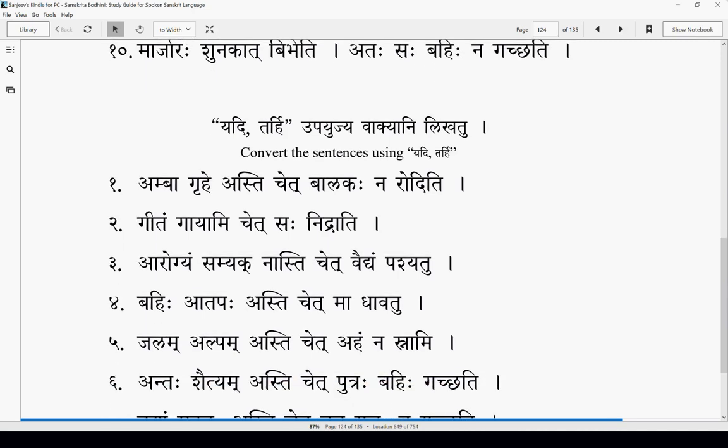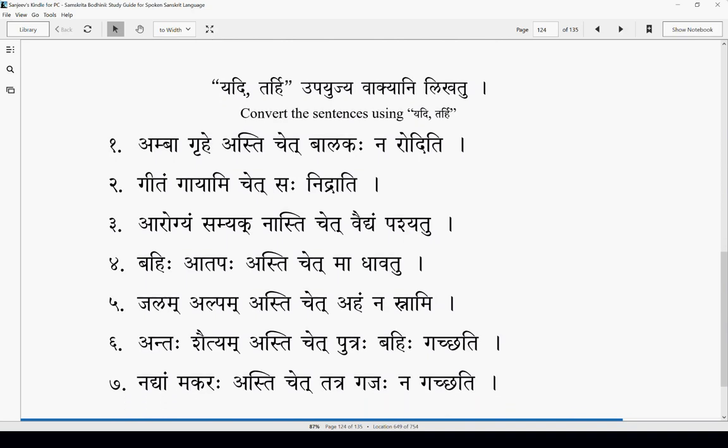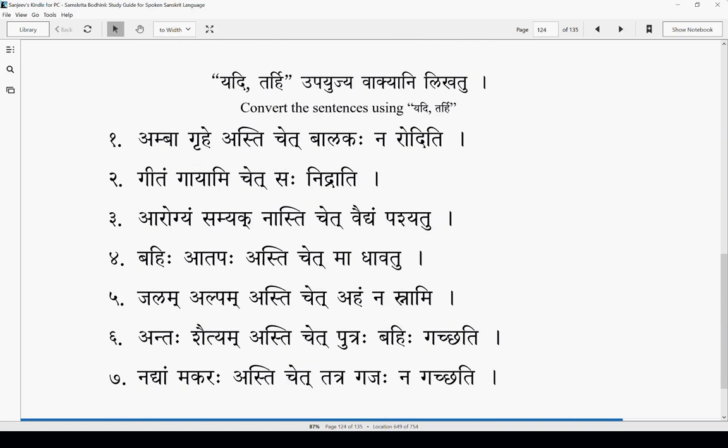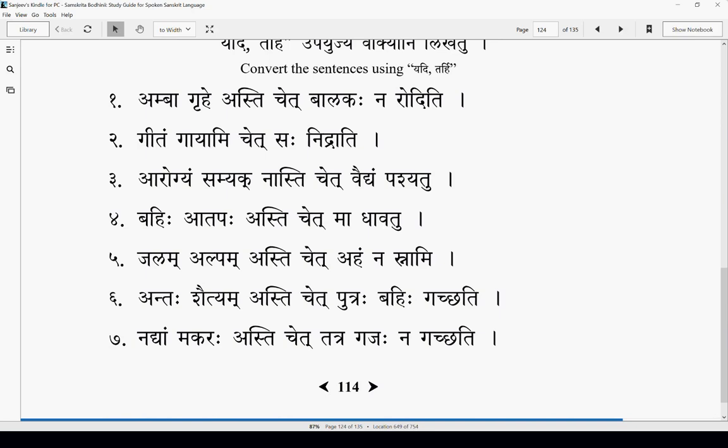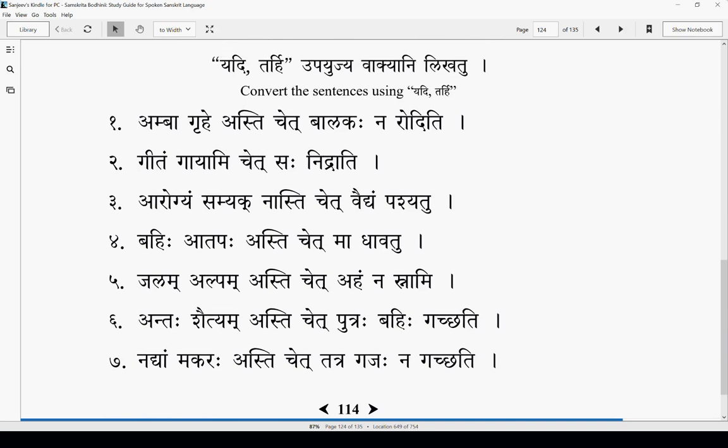So here chet is used in place of yadi. In these sentences, we need to use the adhyatari. Amba gruhe nasti chet balakaha na roditi. Amba gruhe asti chet balakaha na roditi. So we want to use yadi-tarhi. How does it become now? Yadi amba gruhe asti. So, just remove chet and put yadi here. And wherever there is a chet, there you put tarhi.